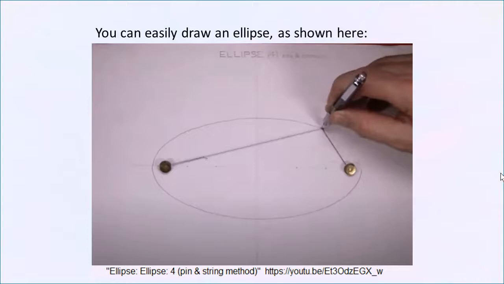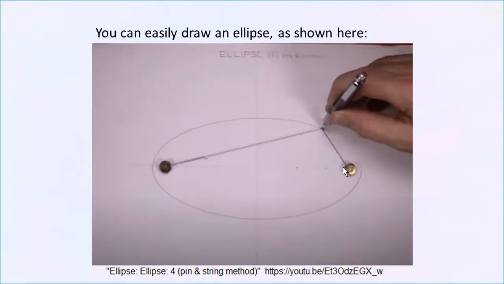The closer you put the 2 pins or nails to each other, the rounder the ellipse will be. The farther apart you put them, the longer and skinnier the ellipse is, or as you know if you watched those first 2 videos, the greater the eccentricity is. When the eccentricity is large, such as in the image being drawn here, look where the sun is. It's almost touching the orbit.